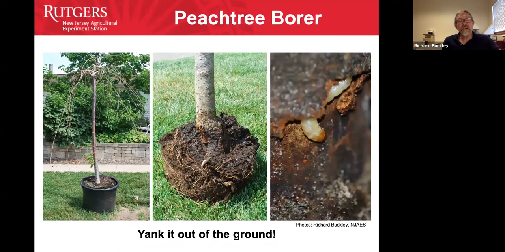Spectacular abnormalities in the canopy sometimes have nothing to do with the canopy and everything to do with the roots. But how are you going to know unless you're willing to yank the plant out of the ground? In this particular example, it took us about 90 seconds to identify the problem. We pulled it out of the pot, knocked the pot soil off, and there's the peach tree borers, right? Unless you're willing to do that, you're never going to see the issue.